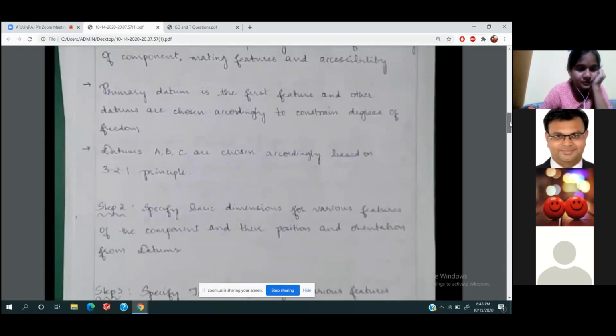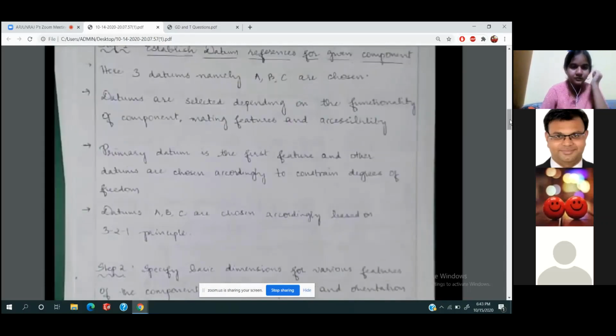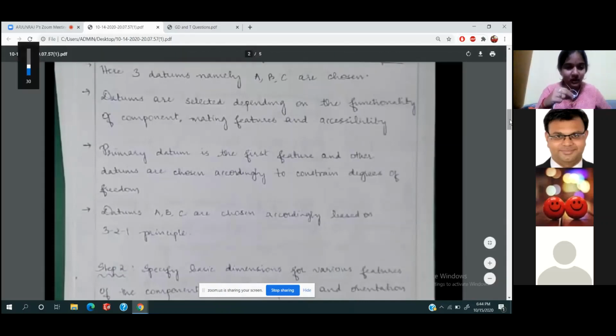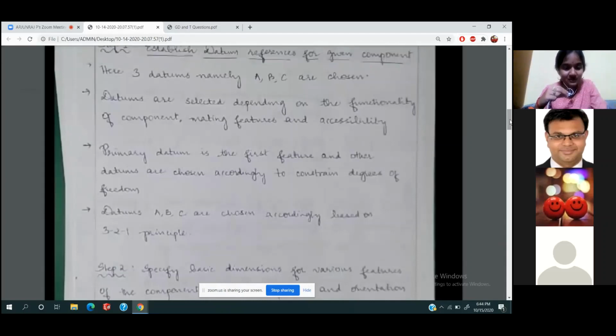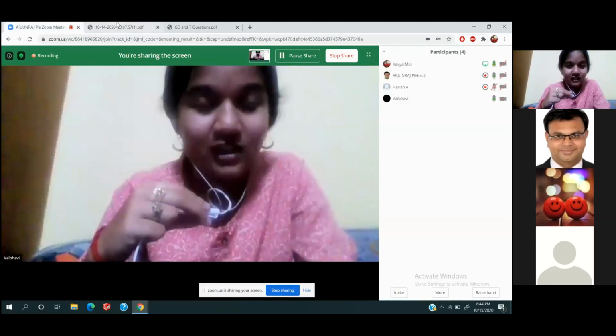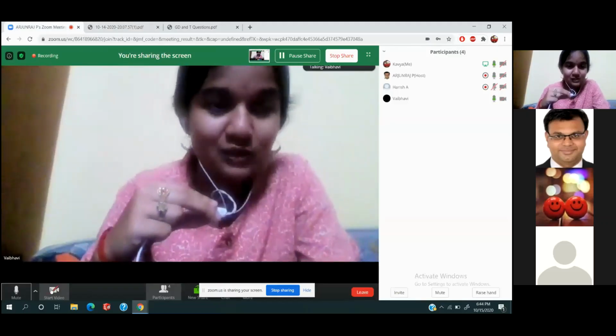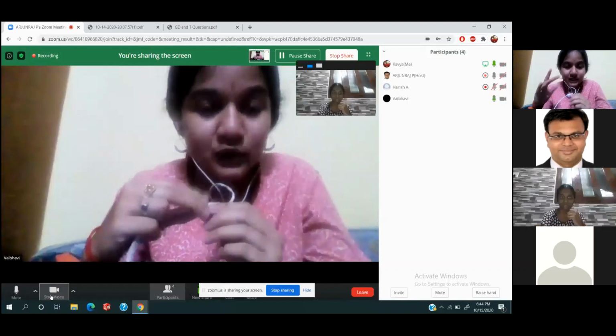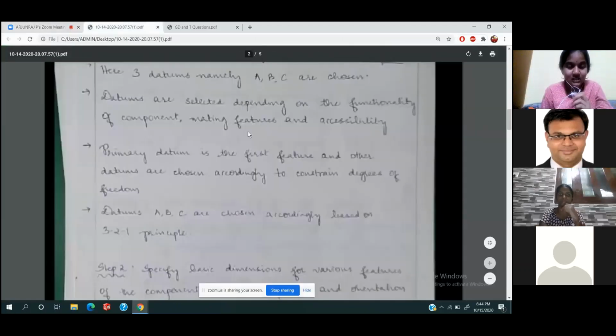The 3-2-1 principle, my teammate will explain, sir. The 3-2-1 principle is basically used to constrain a given body. For a given body, when we have 6 degrees of freedom, we take three separate planes. In the first plane, it is fixed at 3 points. The second plane, perpendicular to the first one, is fixed at 2 points, and the third plane is fixed at 1 point. So the body is completely constrained. When we want to establish datum references, it's the same thing that we use, so that the component is constrained according to its conditions. That is what we try to say in the datum selection parameters.